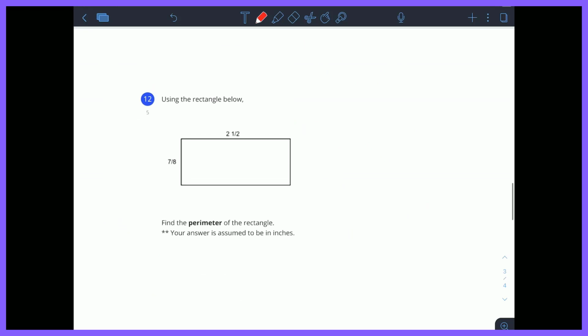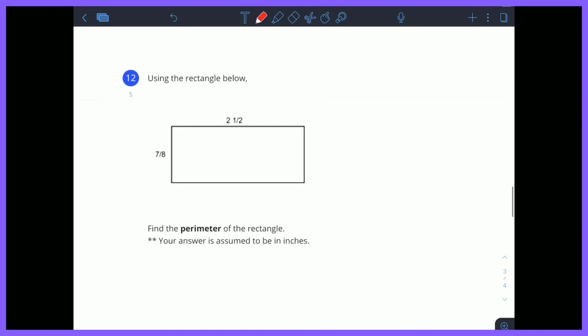Okay, next question says use the rectangle below to find the perimeter. Well, as you guys know, perimeter is simply the sum of all the sides. So we need to add all sides. This is an addition problem, okay? So in order to do that, we need all 4 sides. So the bottom side is the same as the top, so 2.5. And the right side is the same as the left, so 7/8. So I need to add all 4 of these numbers together. 2.5 plus 7/8 plus 2.5 plus 7/8.